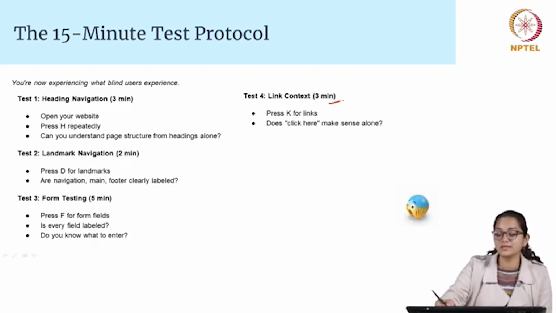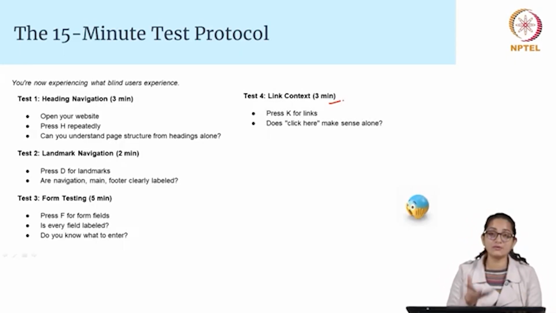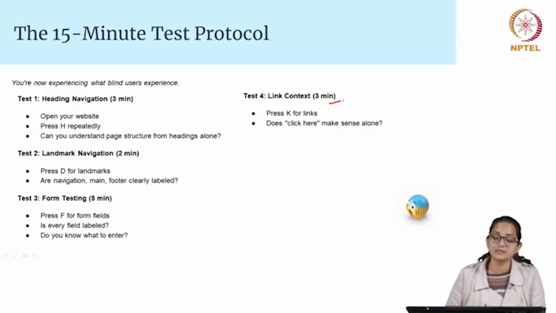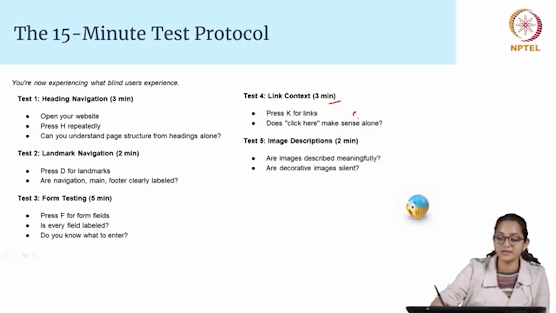Then for the next 3 minutes, test link context. Do the hyperlinks on your website have alt text or not? Does the link make sense? Are they labeled correctly, or does the signifier just say click here? So make sure it has semantic labels.